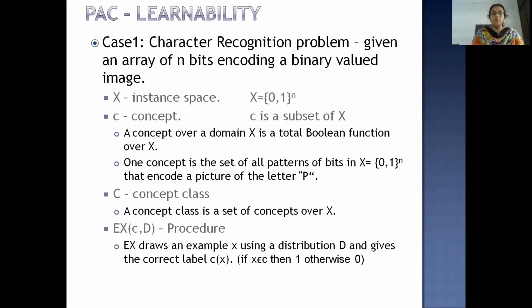Okay, so a concept over a domain X is a total Boolean function over X.